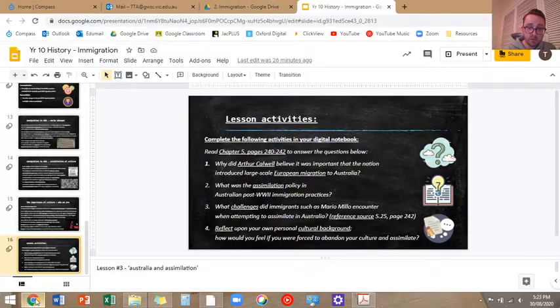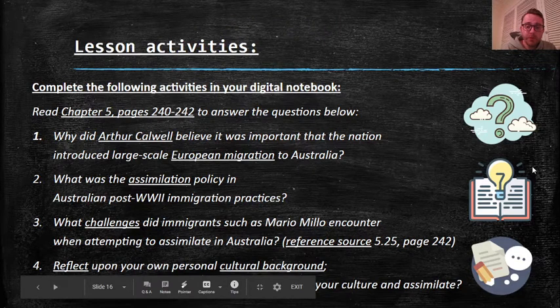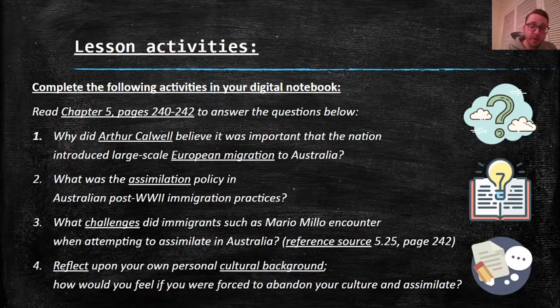And I've lost my thing. There it is. Question 1. Why did Arthur Calwell believe it was important that the nation introduced large-scale European migration to Australia? So why did we relax the white Australian policy and let in people from the Baltic regions, from Germany, from Spain, Italy, Greece, etc.?